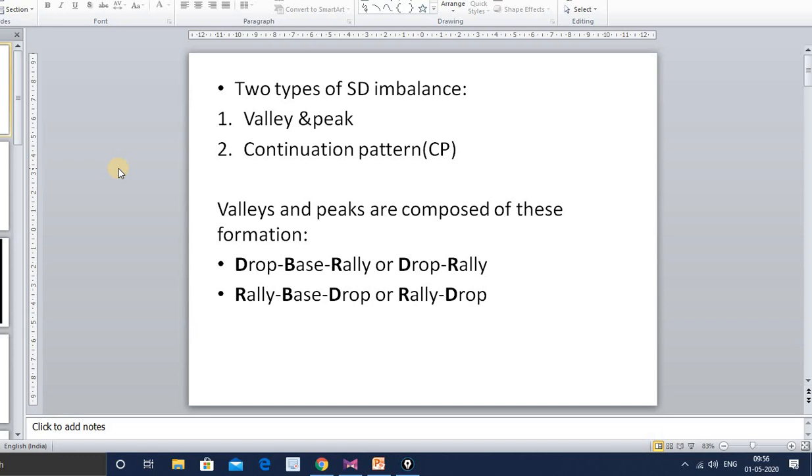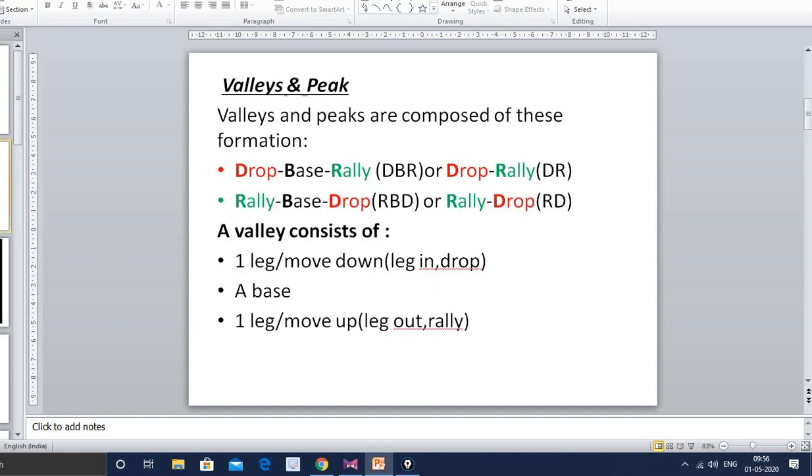So let's start. There are two types of supply and demand imbalances. One is valley and peak and the other one is continuation pattern, which we also call CP. Okay, let's discuss in detail. Valley and peak. So valleys and peaks are composed of these two formations. For valley, it's drop, base, rally, or it's a drop rally. We'll just draw and see.